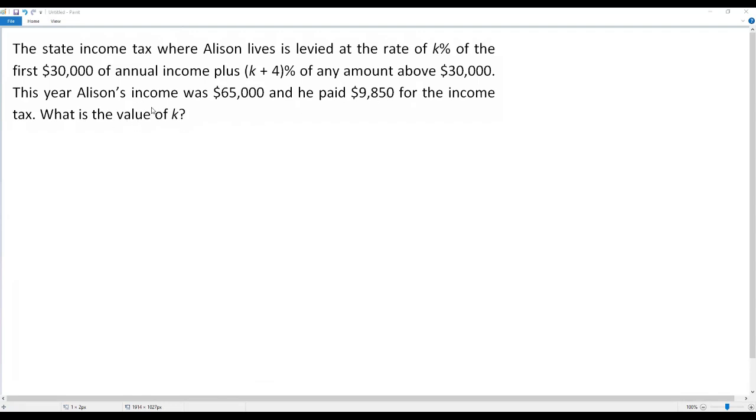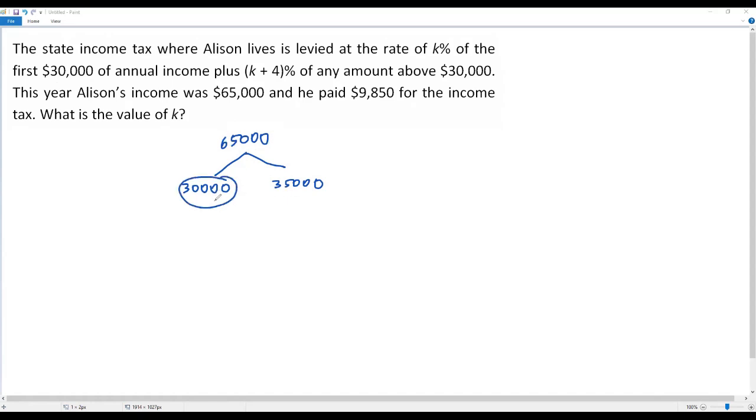Okay, here we have the income of Alison, that is $65,000. Now we can split this income into two parts, that is 30,000 and the remaining 35,000. Why do we split the income into two parts? Because we have different income tax rates. For the first $30,000 we have the income tax rate K%, and for the income above the first 30,000 we have the income tax rate K + 4%. That's why I divided the given income into two parts, 30,000 and 35,000.